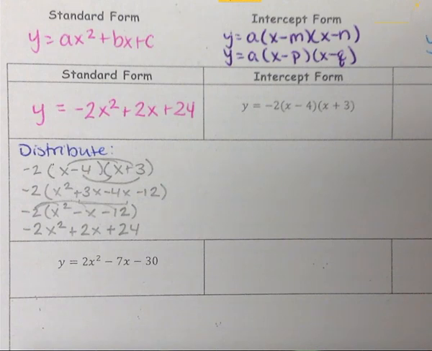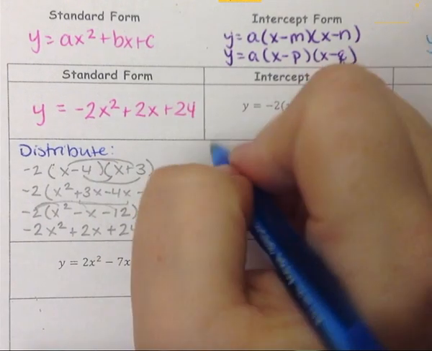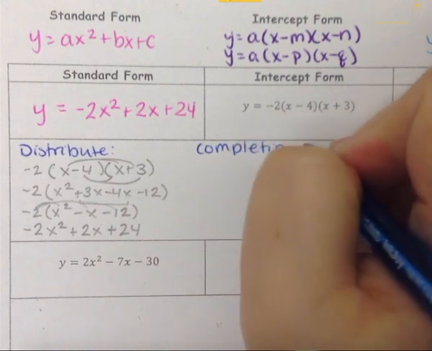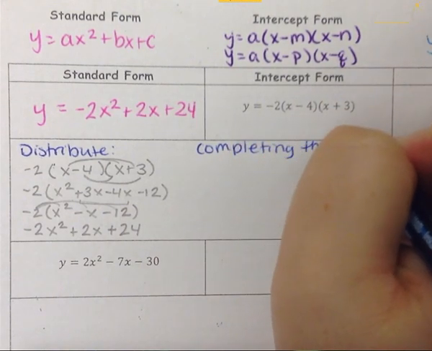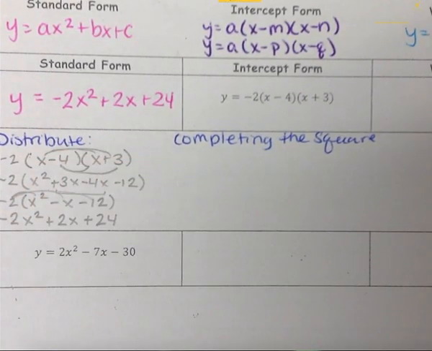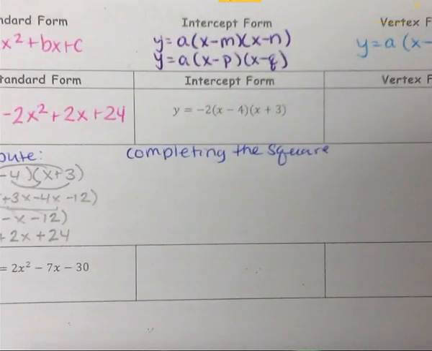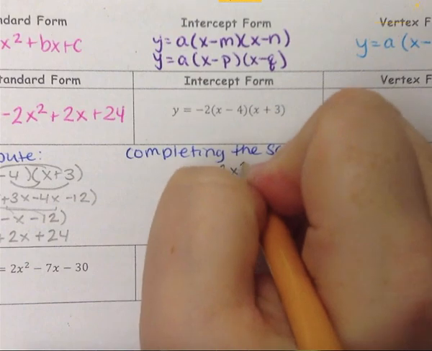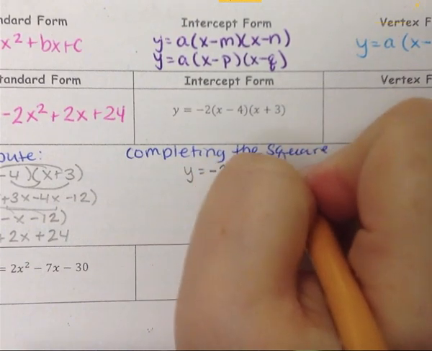Now to go from standard form to vertex form is when we have to use completing the square. Now this can get a little tricky because of the numbers. There is another way of putting it into vertex form, which I will show in just a moment. So I'm going to take the standard form equation of y equals negative 2x squared plus 2x plus 24.